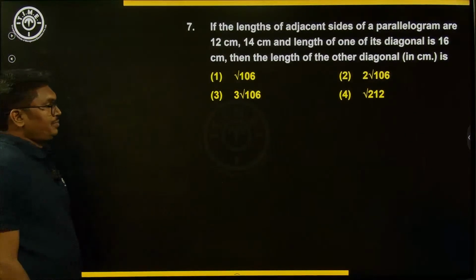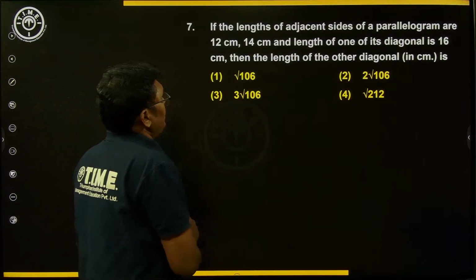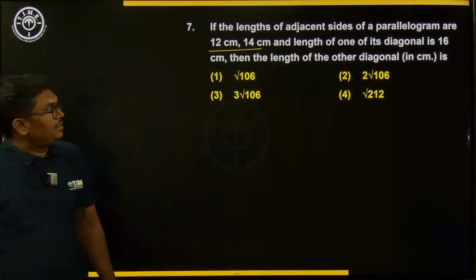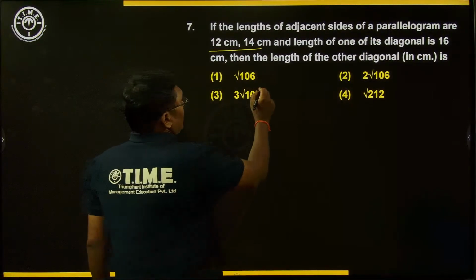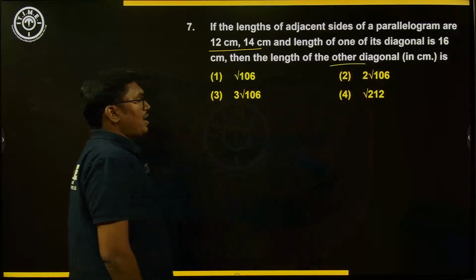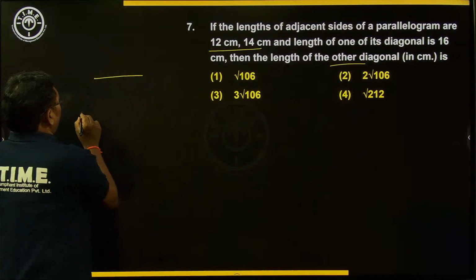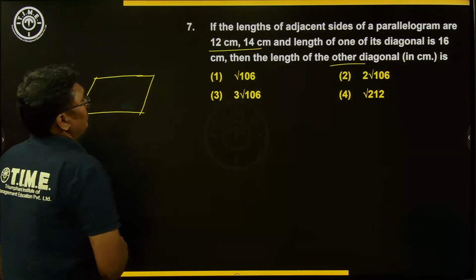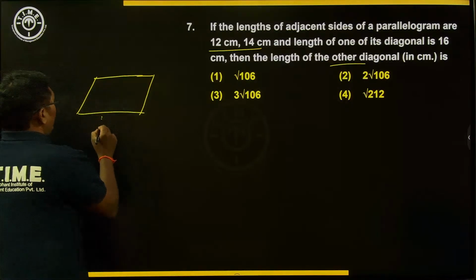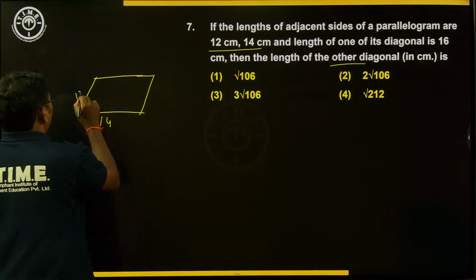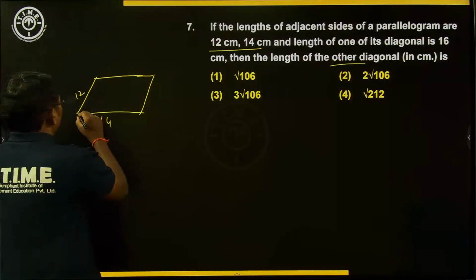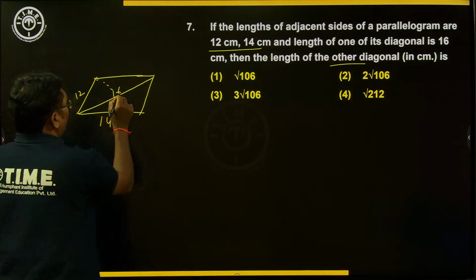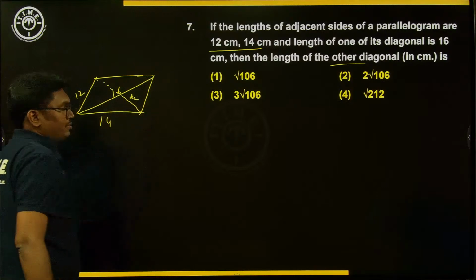So next question number 7. If length of adjacent sides of a parallelogram are 12 centimeters and 14 centimeters, and length of a diagonal is 16 centimeters, then the length of the other diagonal is. So parallelogram is given. So this is a parallelogram. Okay. Next, the length of adjacent sides, one is 14 and other is 12, and one diagonal is given. So diagonal is 16. I have to find other diagonal. Let us say this is D2.